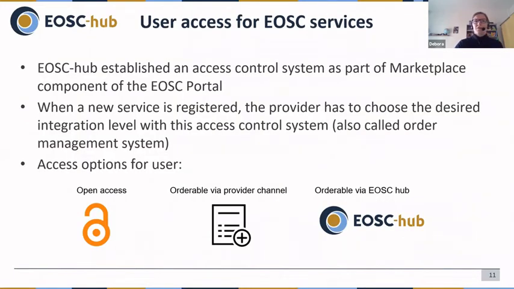So, EOSC-hub and the EOSC marketplace have provided an access control system as part of the marketplace, which is a component of the EOSC portal. So basically, when a new service is registered, the provider has to let the marketplace know which level of integration with this access control system the service has. So basically, the provider can choose between 3 different options: the service is open access, the service can be orderable via the provider's channel, whatever it is, or it can be orderable via EOSC-hub. Next slide, please.